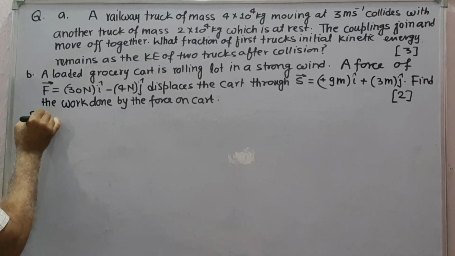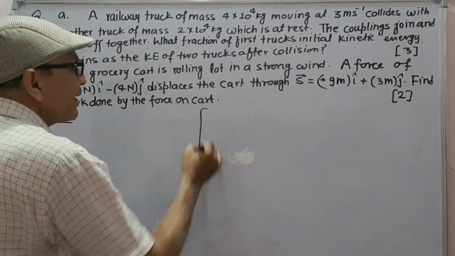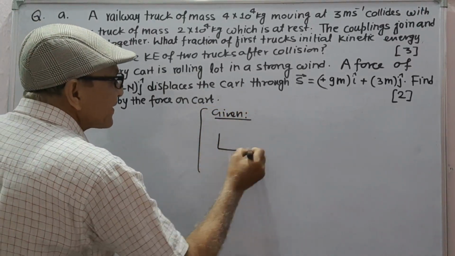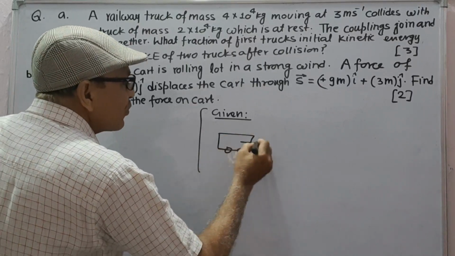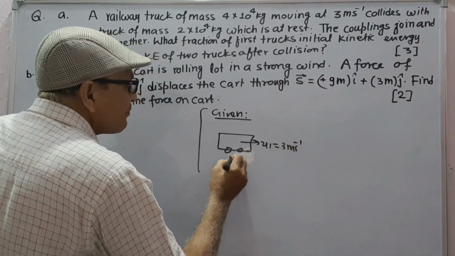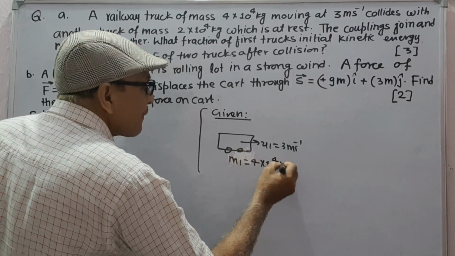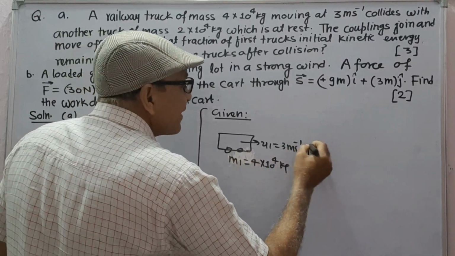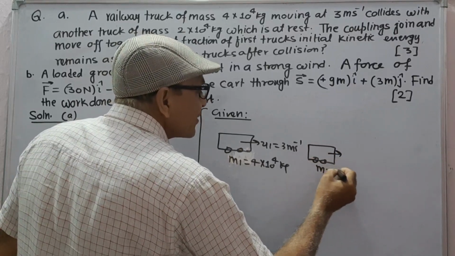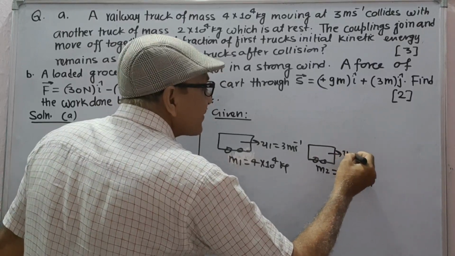Solution of part A. Given, suppose this is truck first, moving with velocity u1 equal to 3 meter per second, of mass m1 equal to 4 × 10^4 kg. This is the second truck of mass m2 equal to 2 × 10^4 kg. At rest means u2 is 0.